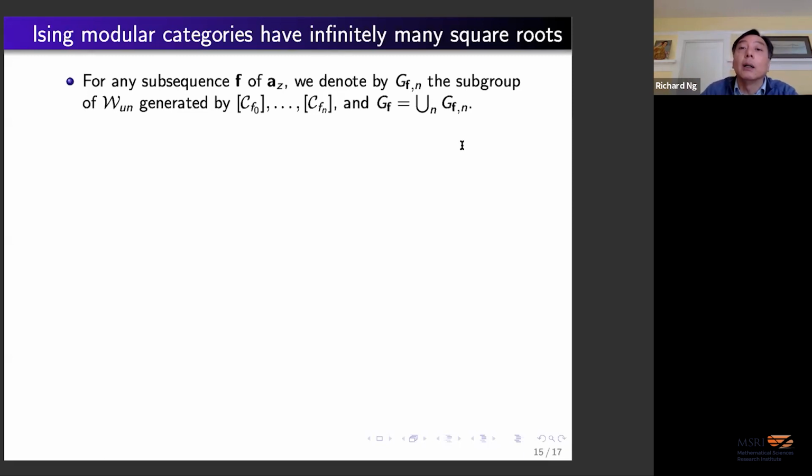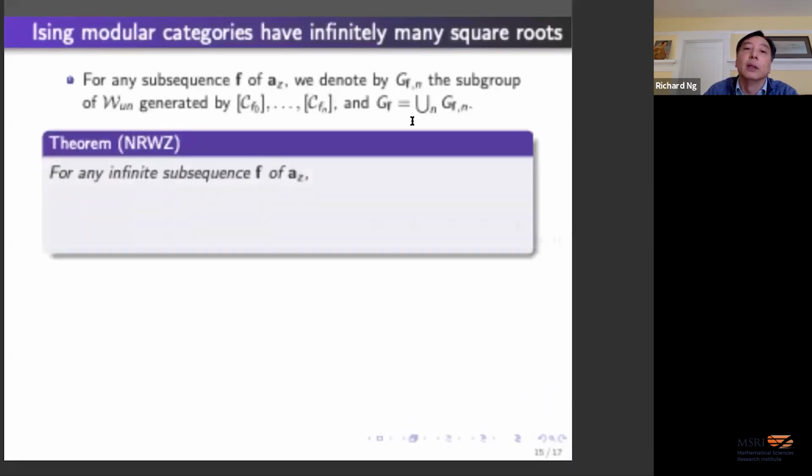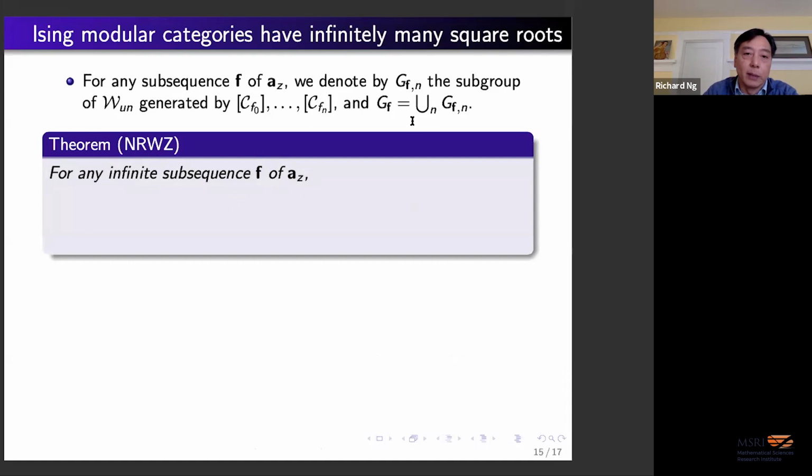So, because GF is a direct union of the G sub Fn, if you understand each of them well, then you can understand GF. So here's a theorem that we prove. Let n be any infinite subsequence of A sub C.